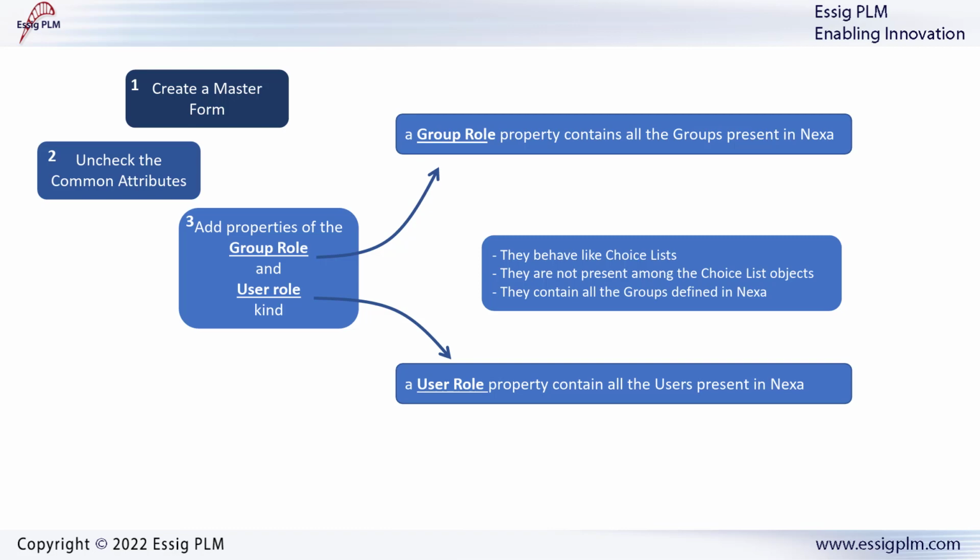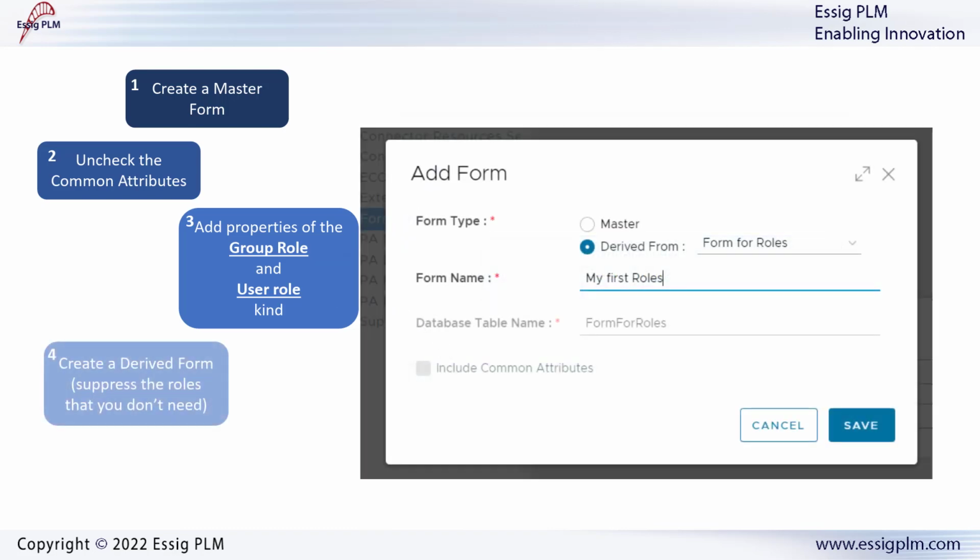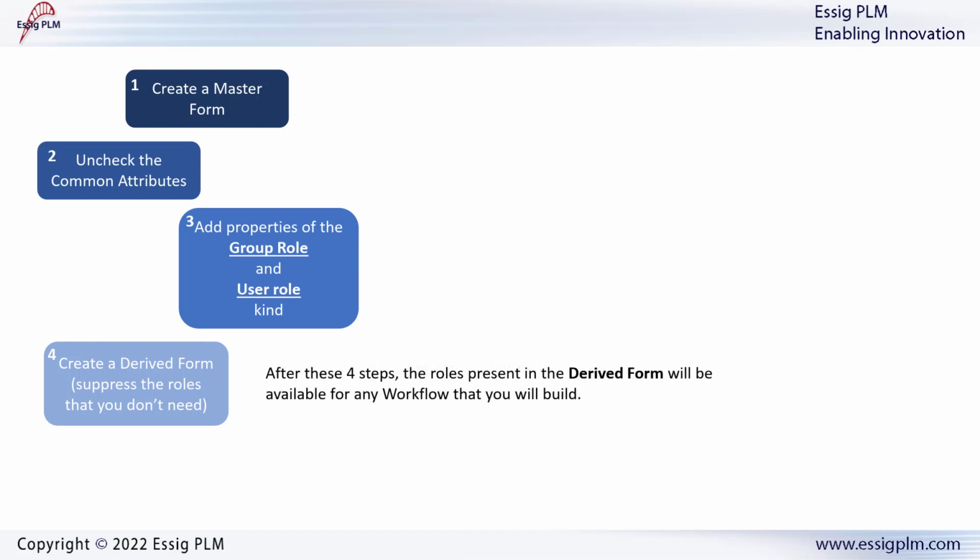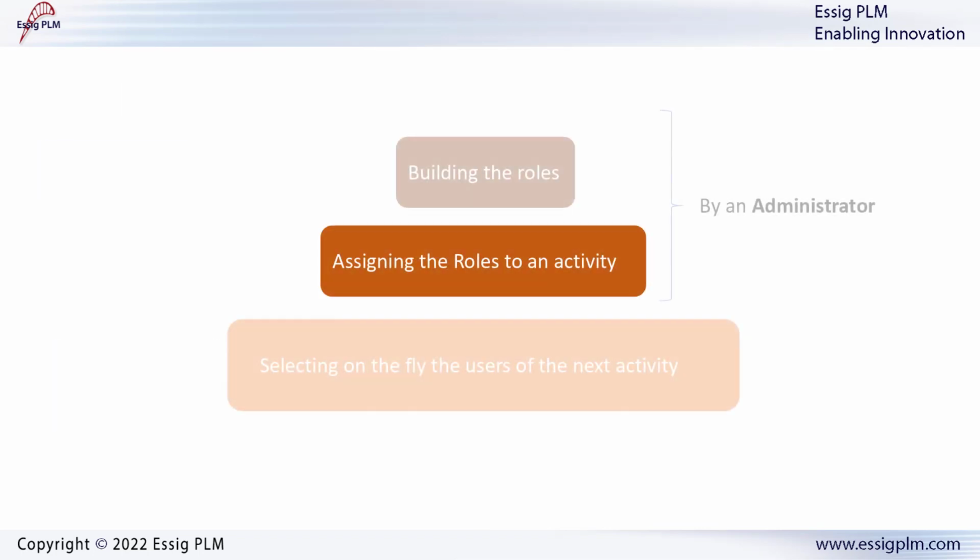Once the master form has been built and saved, we just need to build a derived form out of it. This is because the master form is just a blueprint, while the derived form is the actual object that is going to be used with other Nexa objects. After saving the derived form, all the roles therein contained are going to be available at the time of a workflow creation. The administrator can now assign the roles to an activity of a workflow.